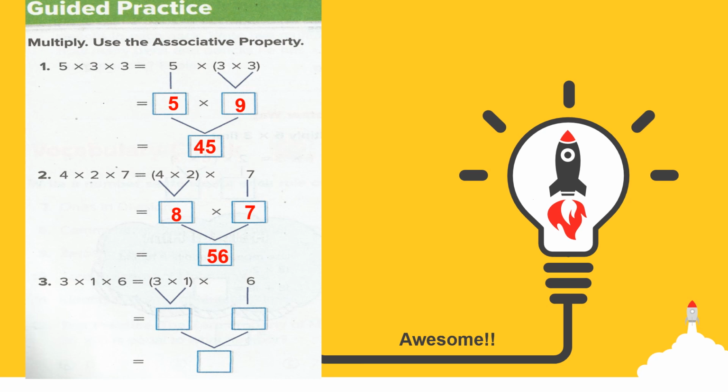Exercise number 3. 3 times 1 times 6. We have grouped 3 times 1. So let's multiply. 3 times 1 equals 3. We bring down the 6. 3 times 6 equals 18. Great job! You're doing awesome.